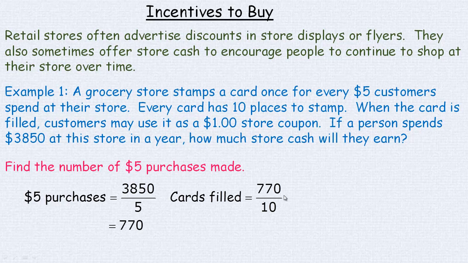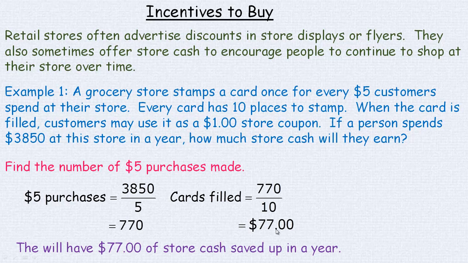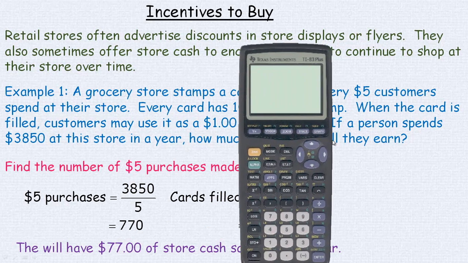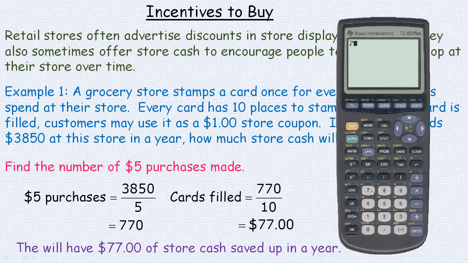So in order to figure out how many cards you're going to fill, we would divide it by 10, because it takes 10 stamps to fill a card. And so 770 divided by 10 would be 77, and if they're each worth $1, that would be translated into $77 worth of store cash. So 77 cards would be filled. Now, if a different store, let's say it wasn't $1 they were offering, let's say it was 50 cents. So if you multiply the 77 cards filled by 50 cents, then that would give you $38.50 in store cash if it was 50 cents instead.